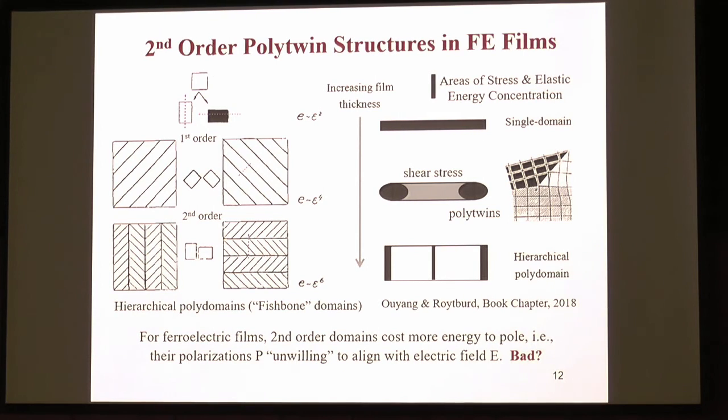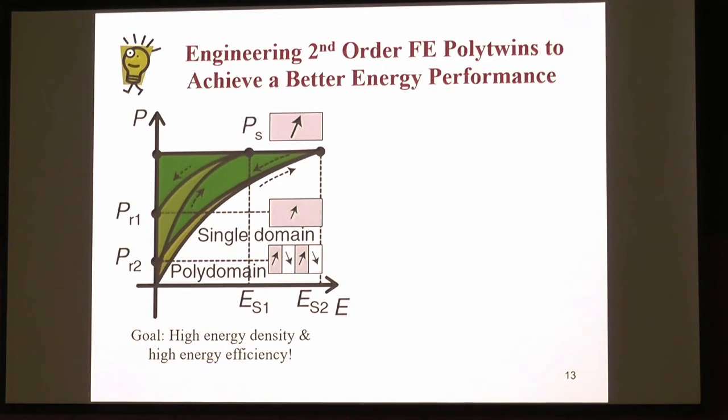So if you think about it further, if you have a single variant of domain, you have a remnant polarization, you saturate. Then when you go back, let's say if the single domain is stable, you still have some charges bonded to the surface of the capacitor. You cannot discharge them completely.